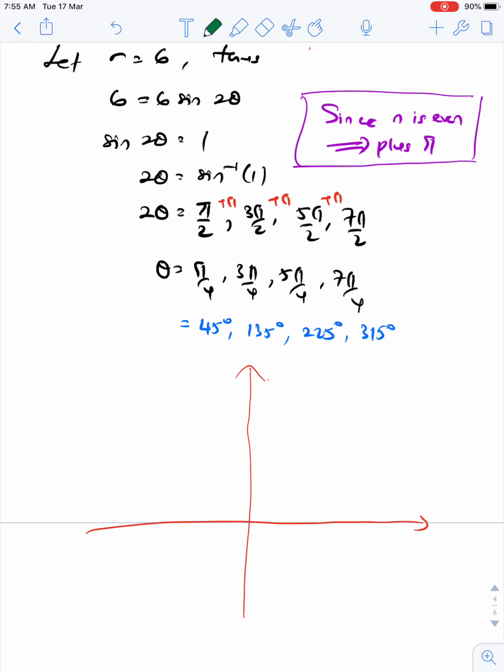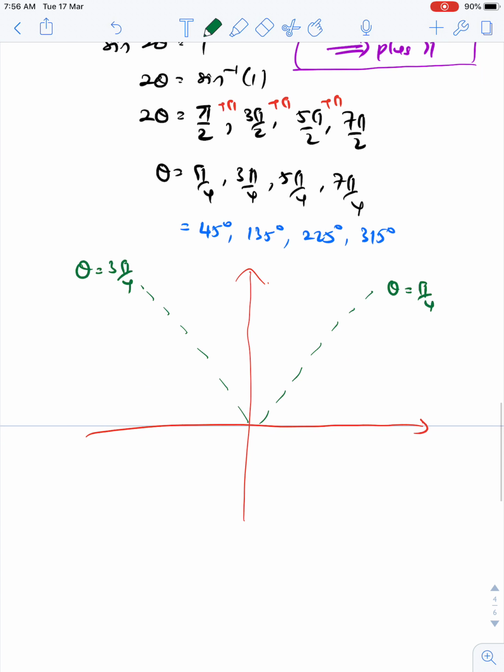Okay, the first angle is pi over 4, so it should be located in the first quadrant. Pi over 4 or 45 degrees. And then the second angle is 3 pi over 4, should be located in the second quadrant, sorry. Theta equals 3 pi over 4.